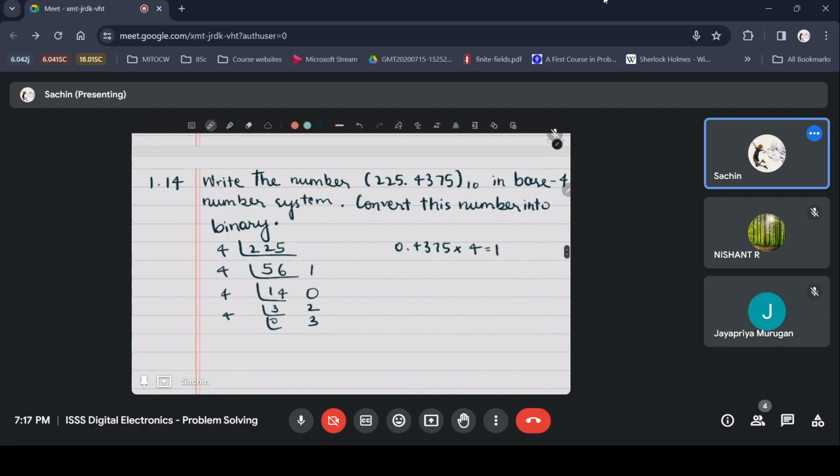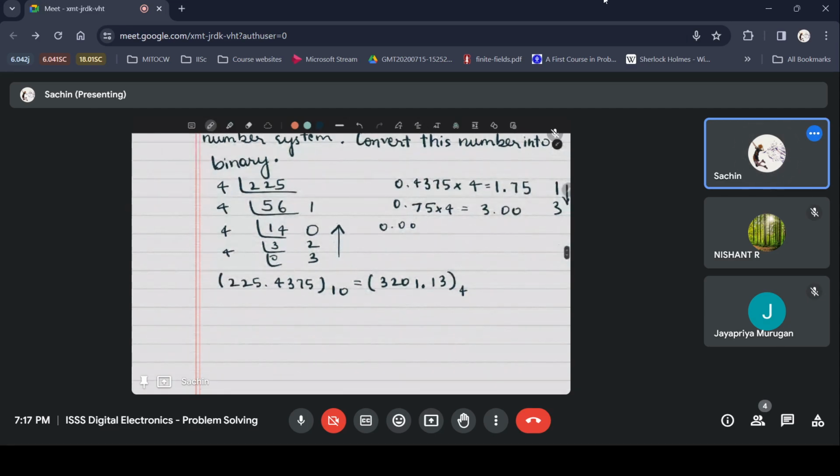So it's 1.75. You take out the 1.75 times 4 is 3.00. Take out the 3. 00 is what? You just stop at that. So 225.4375 in base 10 would be the number. Go in the opposite order here, 3201 point. Go in this order here, 13 base 4. How do you convert it into binary now?